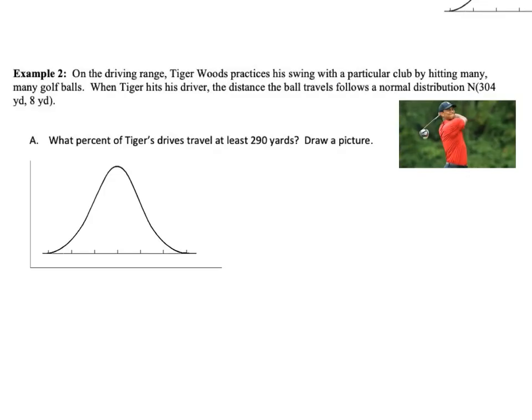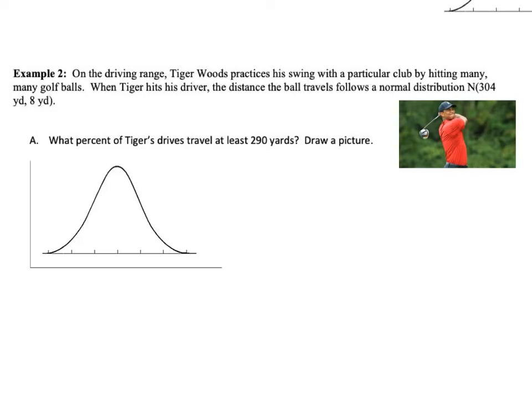We're going to use Table A to find a few more probabilities. On the driving range, Tiger Woods practices his swing with a particular club by hitting many, many golf balls. When Tiger hits his driver, the distance the ball travels follows a normal distribution with a mean of 304 yards and a standard deviation of 8 yards. What percent of Tiger's drives travel at least 290 yards?